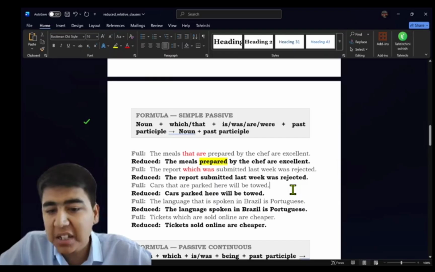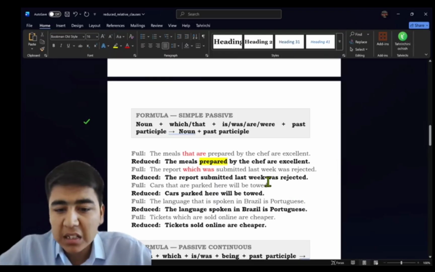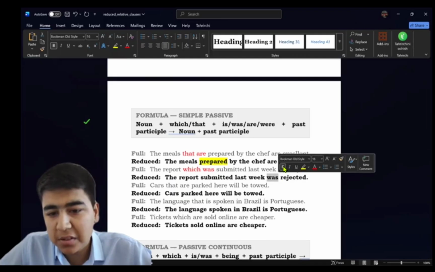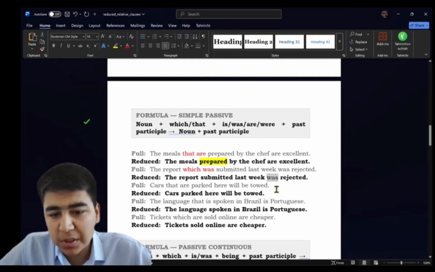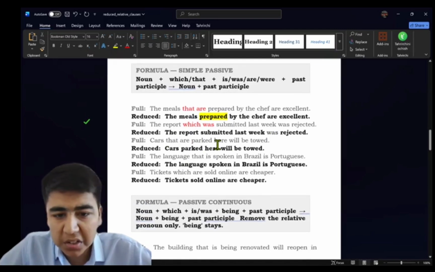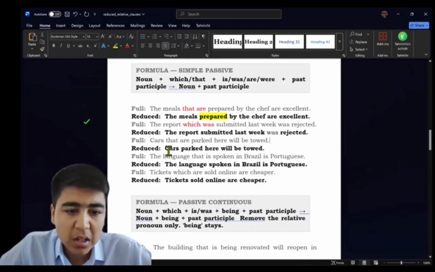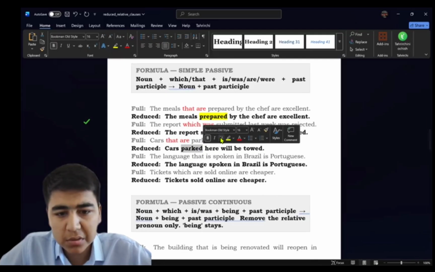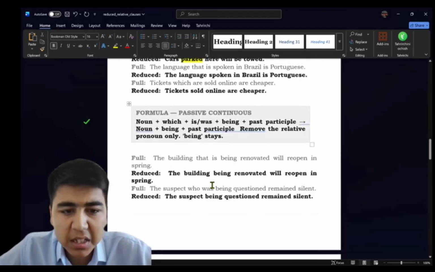But pay attention, everybody. This part should stay the same. All right? We don't touch it. All right? Cars that are parked here will be towed. Cars parked. So delete this part and parked. I think it is clear for everybody else. Next part.